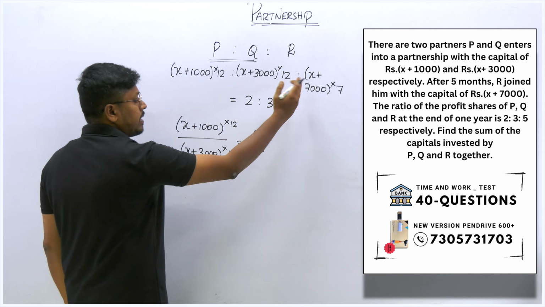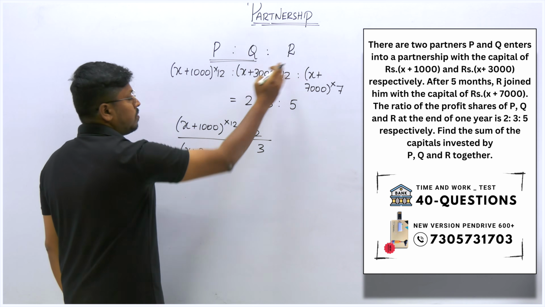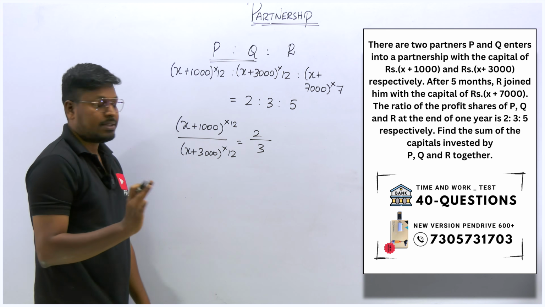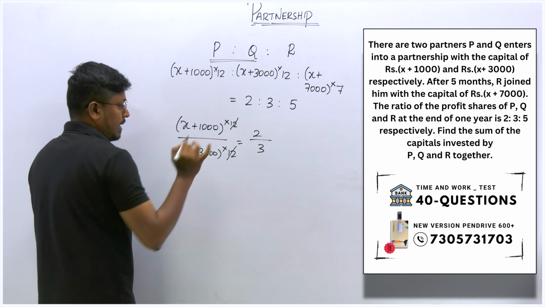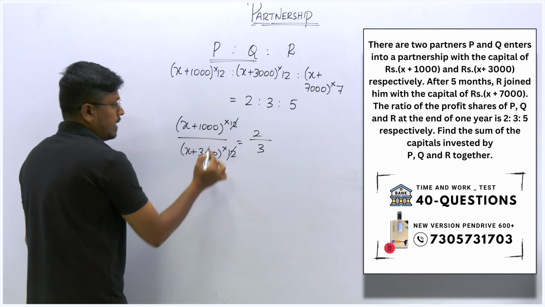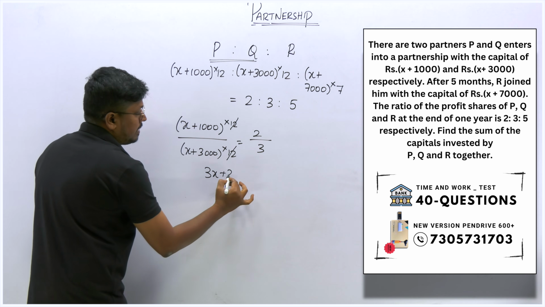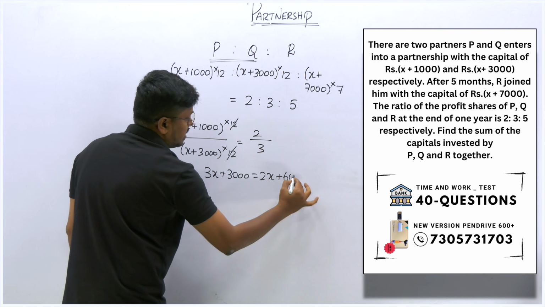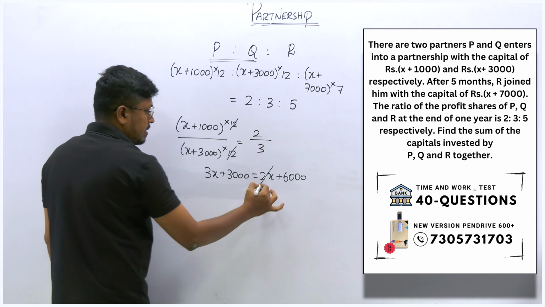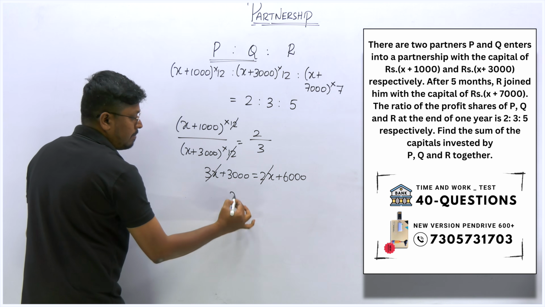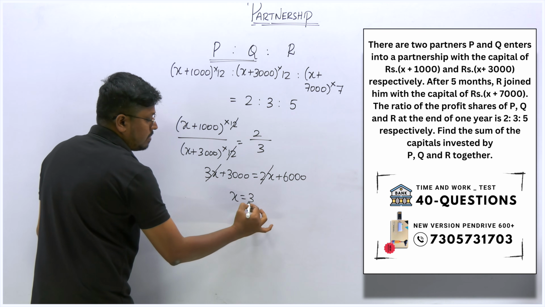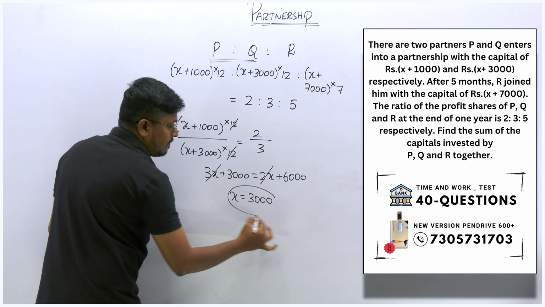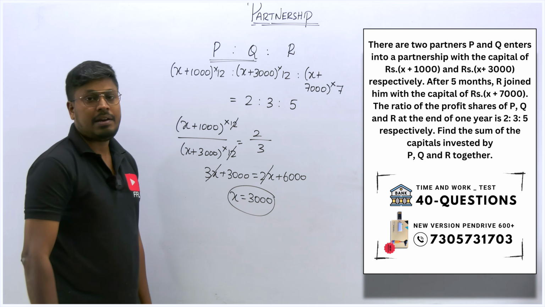Either you can take Q and R, it is your wish, or you can take P and Q, whatever it be, you will get the same answer, right? So now we can cancel 12 and 12 here. Cross multiply it, this will be 3x plus 3000 is equal to 2x plus 6000. When you bring this to the left hand side, x is equal to 3000. So finally we got the value of x is equal to 3000.